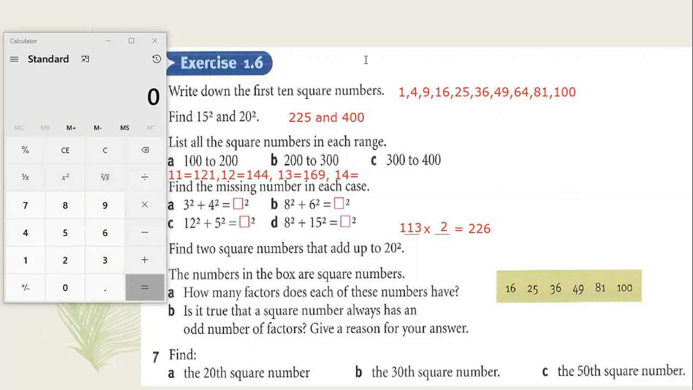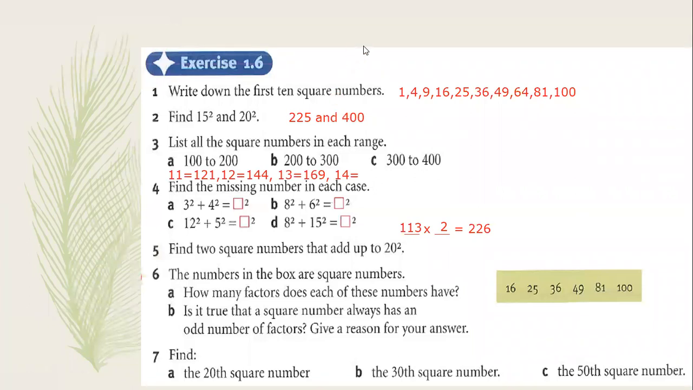So here we have 196. Now just write 196 here. So we have four numbers, that is 11, 12, 13, and 14 when we square. So the answer is like that. Like this you are finding the B part and C part. Now I hope you understand.